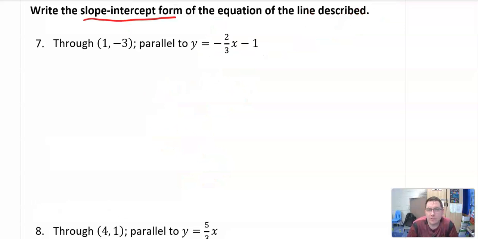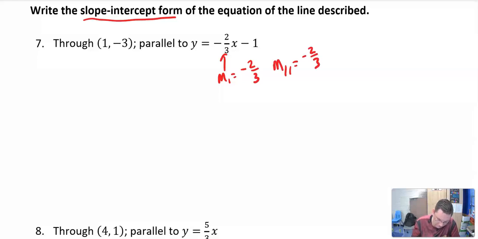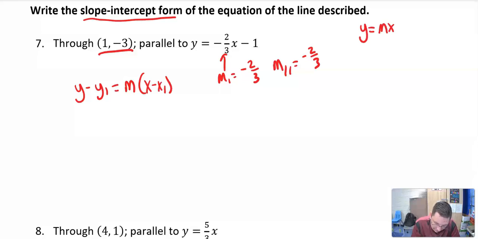7, we're asked to find the line that is parallel to y equals -2/3 x minus 1 and has the point 1, -3. And we want it again in slope-intercept form. And so we're going to take the slope from this line. So our m sub 1 is -2/3, which means my parallel slope is also -2/3. And we're asked to go into slope-intercept form. We actually want to start in point-slope form because I have a point that is not the y-intercept. And so I'm still going to start y minus y sub 1 is equal to m times x minus x sub 1 with the goal of getting this solved for y so I get it into slope-intercept form.